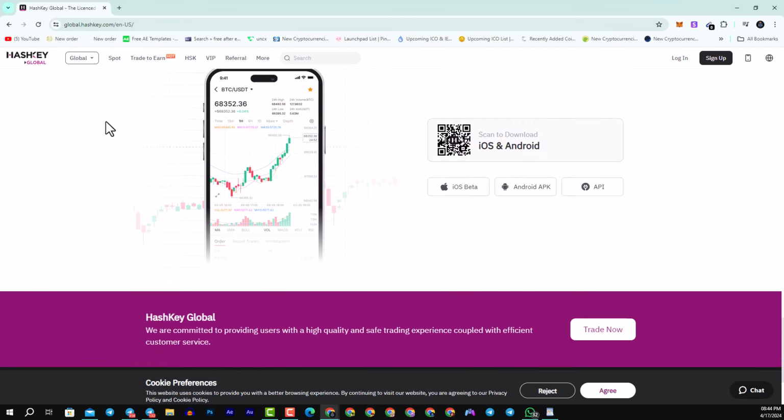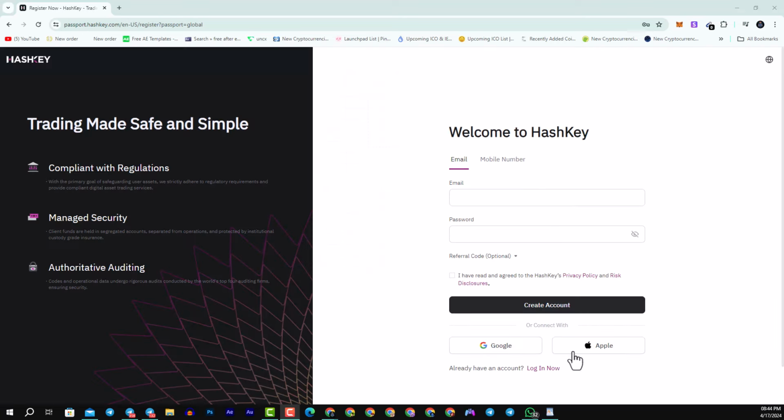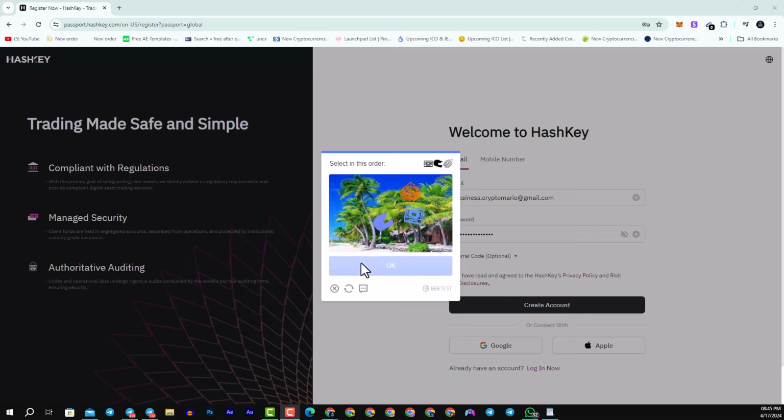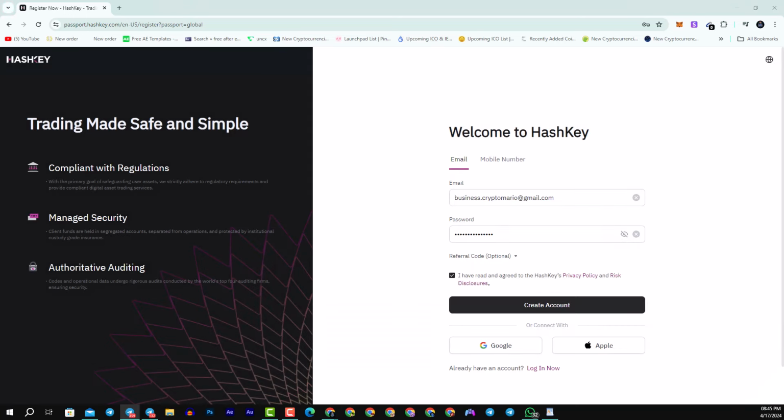You can also download the application on iOS, Android and API. And here is how to create the account. You can simply go and click sign up and wait a few moments. Then you can enter your email and your password, and click create account. If you have a Google account, you can register with it. After that, just click log in and select in order, like you see here, and then you will be able to see your dashboard.